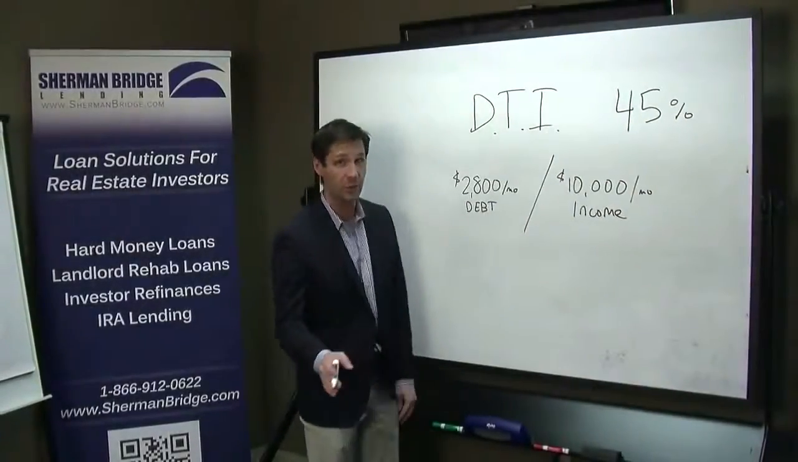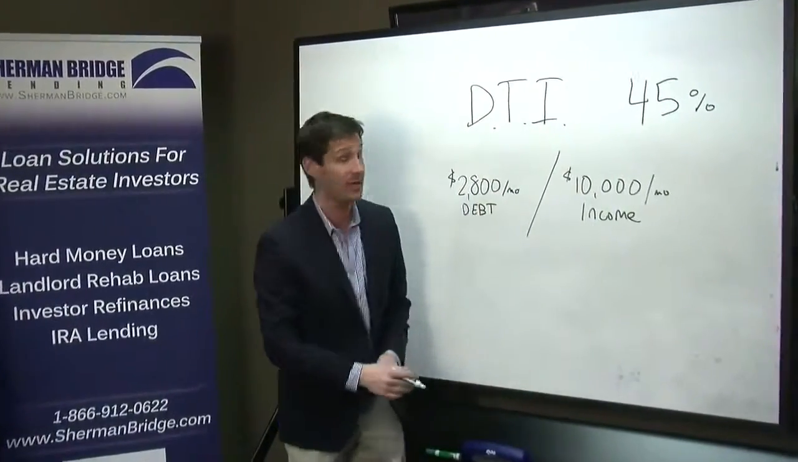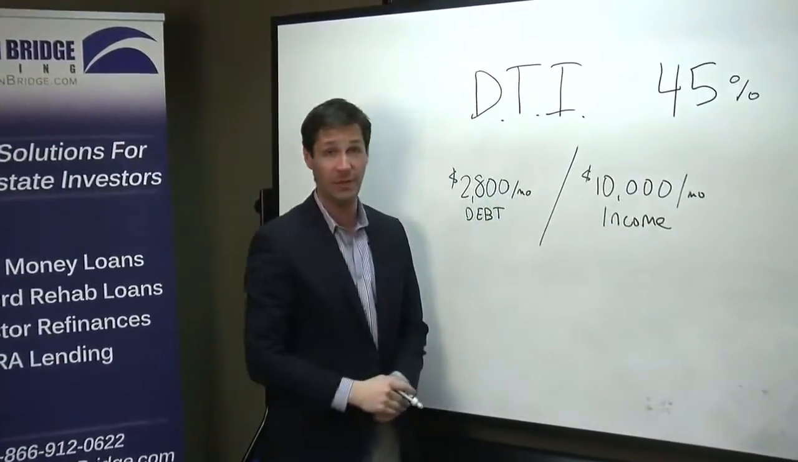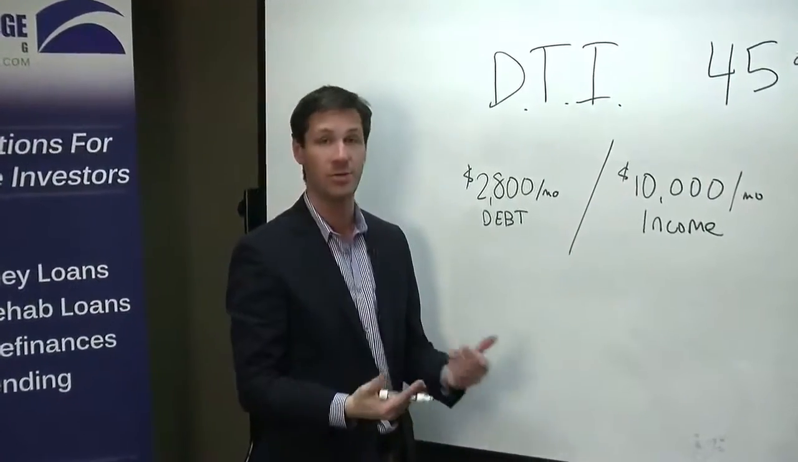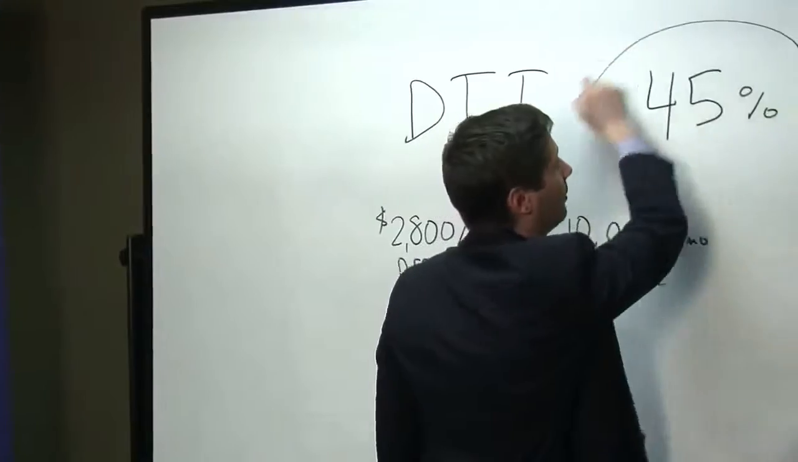All right, first thing I'm going to show you is how to calculate your own debt to income ratio. DTI. If you hear that, that means debt to income. And the lenders and the banks, when they do refinances, when you buy a house, they're very interested in this number. I want you to burn this number into your head.